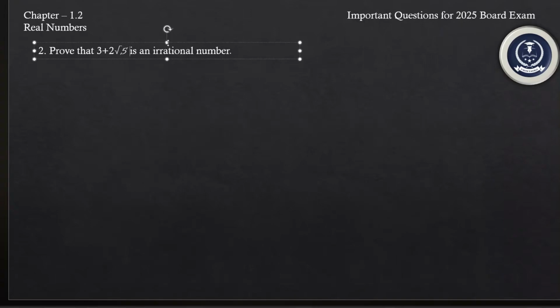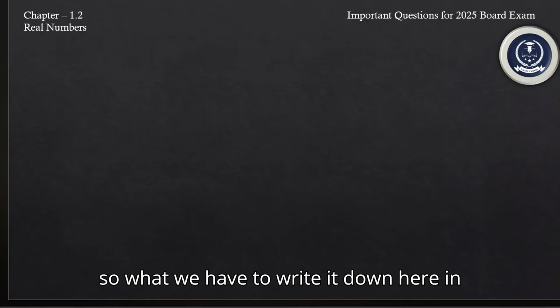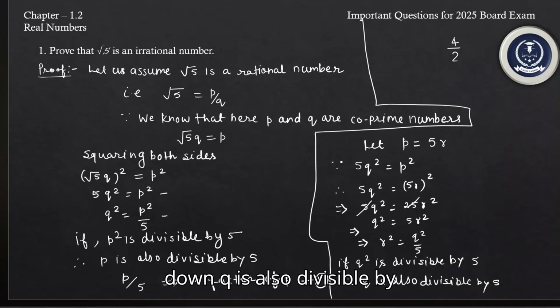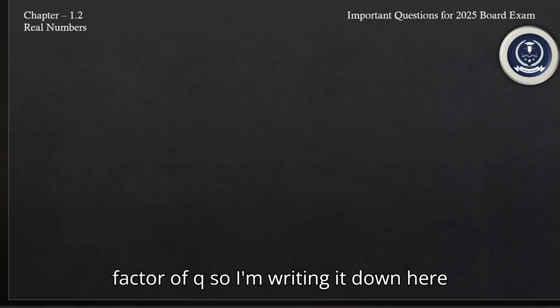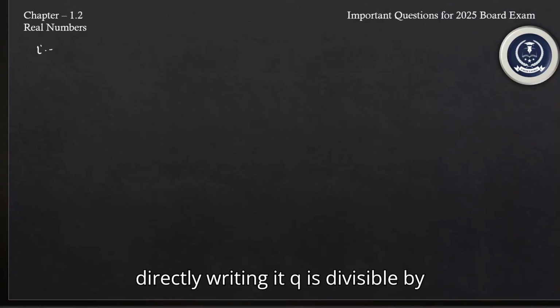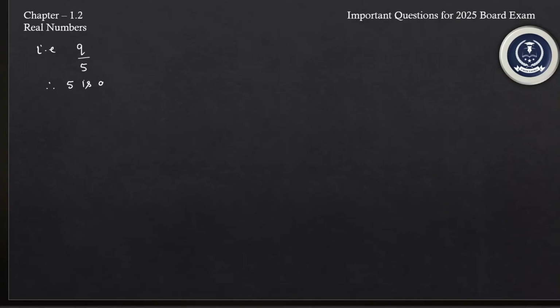In the previous slide we wrote down q is also divisible by 5. It means that 5 is a factor of q. So I'm writing it down here: q is divisible by 5. Therefore we can directly write 5 is a factor of q.